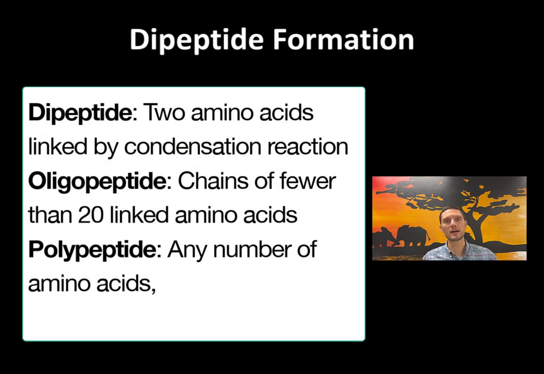When there are two amino acids linked together, this is called a dipeptide. If it's 20 amino acids, it's called an oligopeptide, and if it's more than 20, it becomes a polypeptide. A polypeptide is the main component of what makes up proteins. Proteins are made at the organelle called a ribosome.